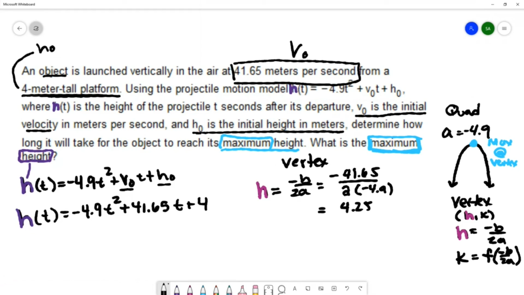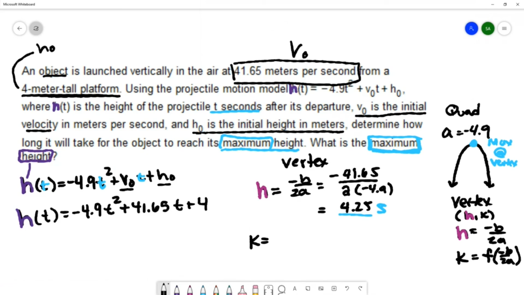So in calculating the vertex, we got this 4.25 number. Now usually this is an x-coordinate, but if you'll notice in our equation, we don't use the variable x, we're using the variable t. So this represents t, which is a time, and time is given in seconds for this. So we found that the vertex is at 4.25 seconds. And that's going to be the time it takes to reach the maximum height.